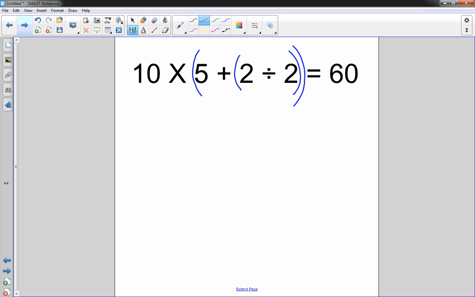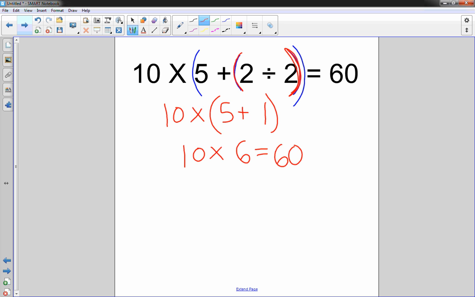You're probably wondering how I did that, or maybe you figured it out too. So I'll do right here what's in red first, because that's the parentheses, that's the innermost inside of the other set of parentheses. So 2 divided by 2, that's 1. So I have 5 plus 1 inside the parentheses times 10. So I have to do what's in parentheses first. 5 plus 1 is 6 times 10. Well, that's 60. Well, that is what I needed to get.